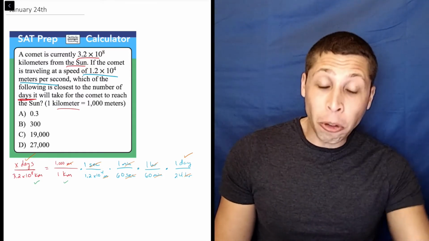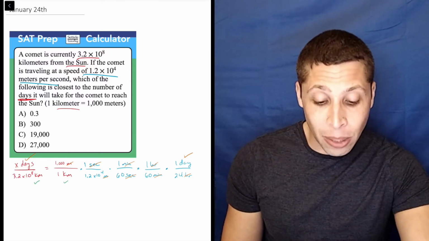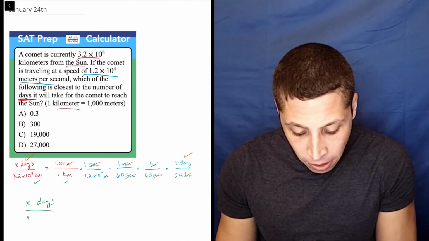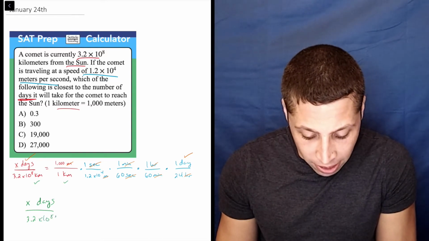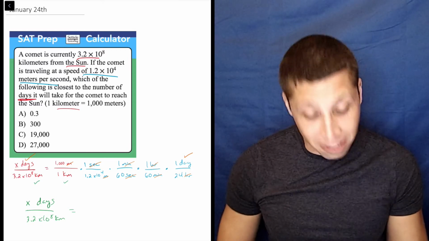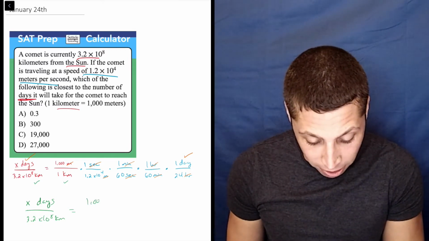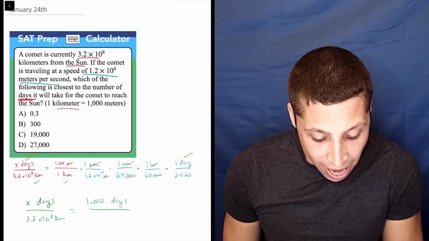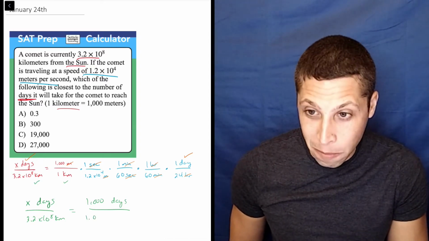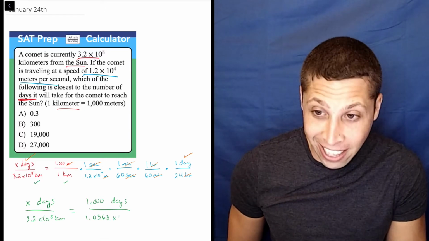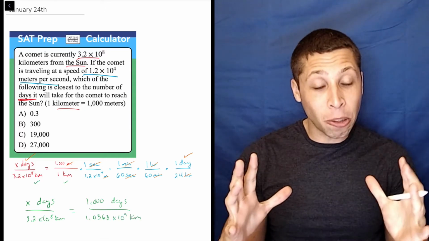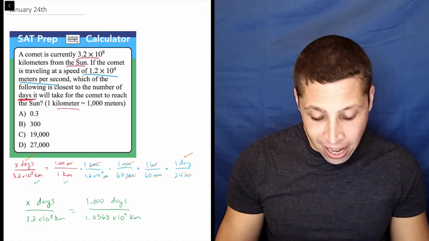Now this is just a matter of multiplying fractions, which is the easiest thing that we can do with fractions. So I would keep the left side the same, 3.2 times 10 to the 8th kilometers, and we multiply across all the tops. I'm just going to skip that part and tell you that it is 1,000 days. And we multiply across all the bottoms, and I'm going to skip that part and tell you it is 1.0368 times 10 to the 9th kilometers. And now we can see much more clearly that our ratio is correct, and we just solve for x.